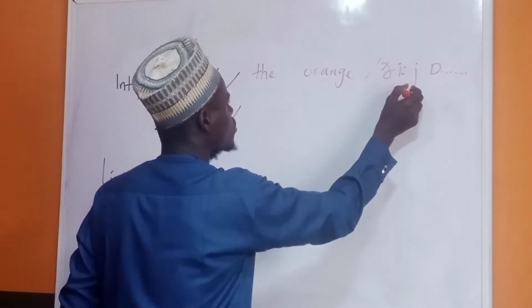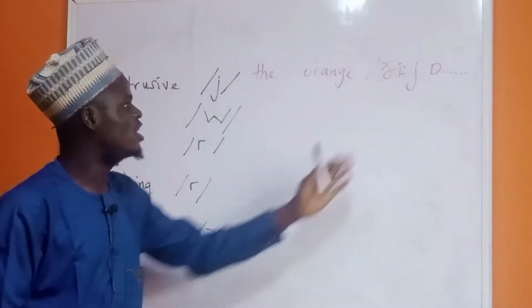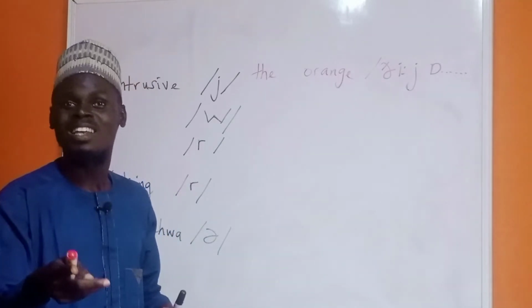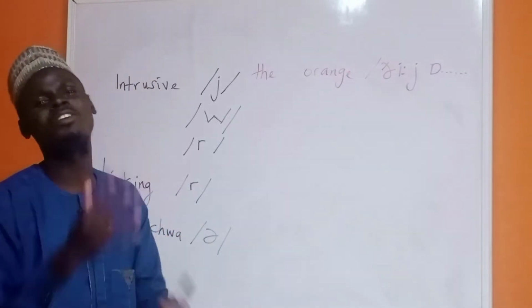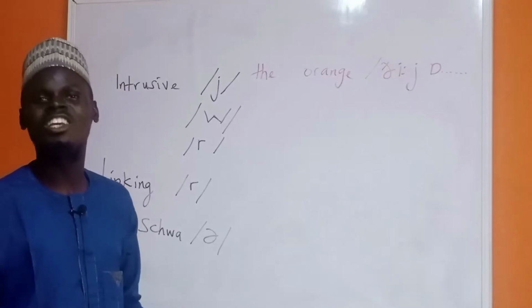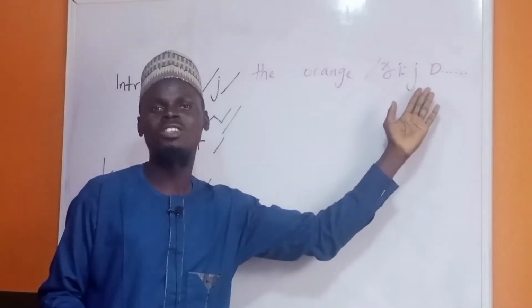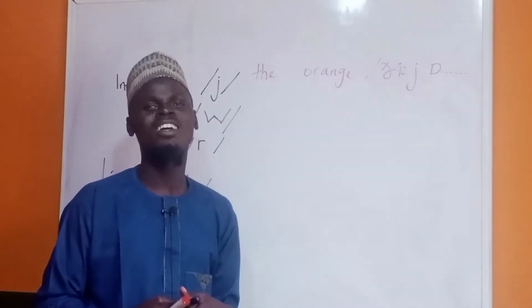This symbol is for yeah. The orange. The orange is here. Now, even if the speaker says the orange is here, you might find it difficult for you to understand what he is saying just because of the intrusive yeah he is using to link the two words together.